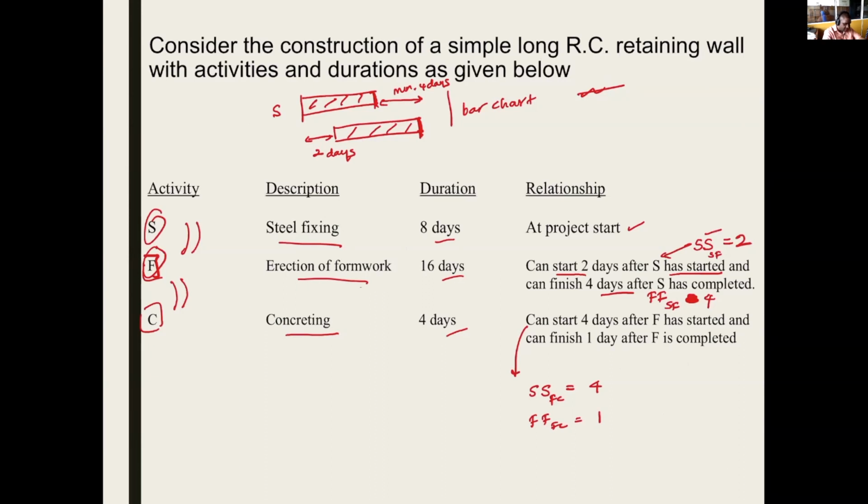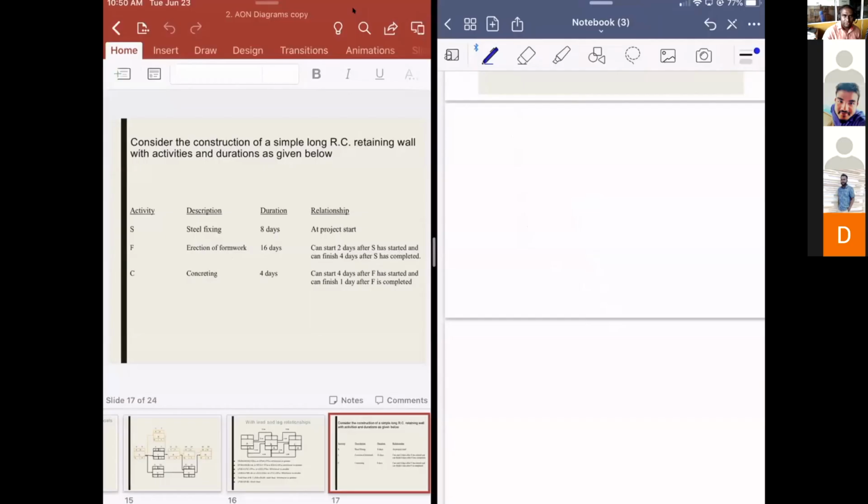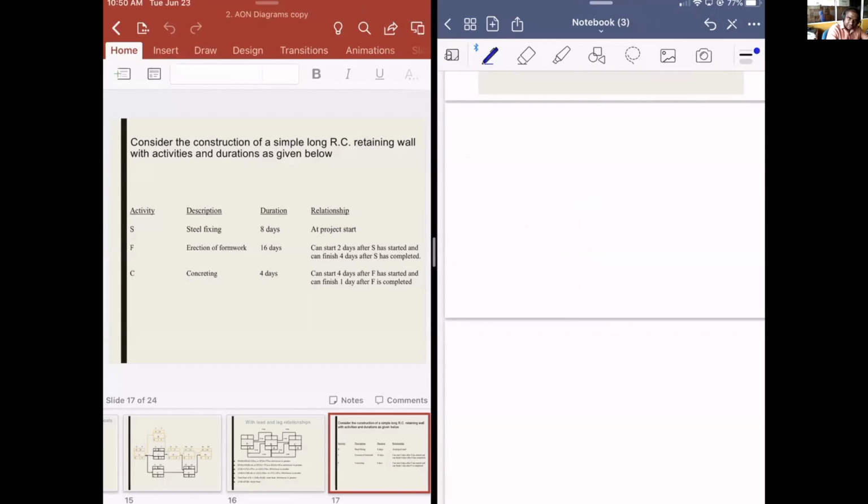We have start to start and finish to finish links. So I will draw the network and I will solve this one time. Then you can try to understand. S, no issue, is an activity of duration 8. And there are 2 other activities. I will draw that here.